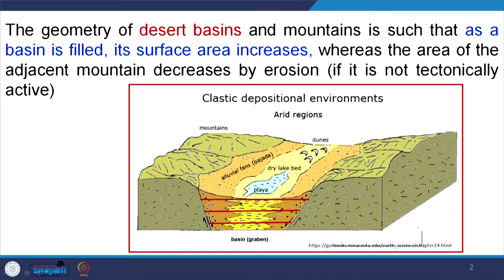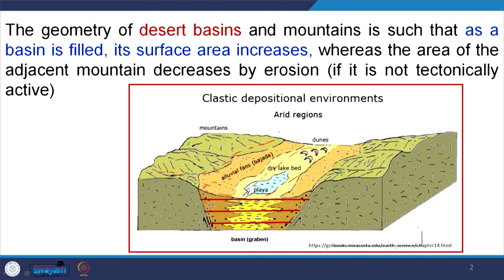The geometry of the desert basin and the mountains is such that as a basin is filled, its surface area increases, whereas the area of the adjacent mountain decreases by erosion. If you see here, for example, this is the block diagram and this is the desert basin, or playas. From this mountain, the sediment is carved out and finally forms the alluvial fans or the bajada, and these are the pediment surfaces here.